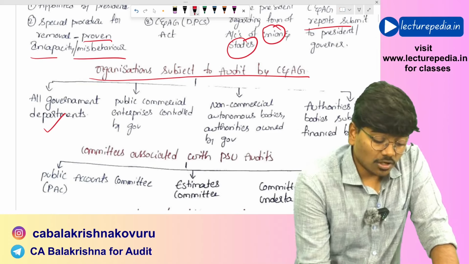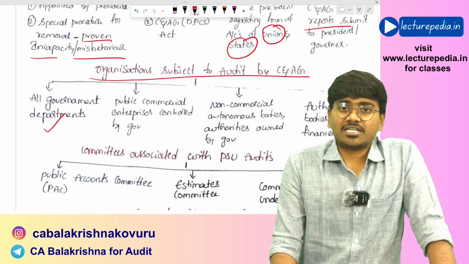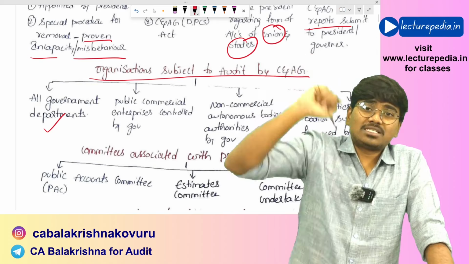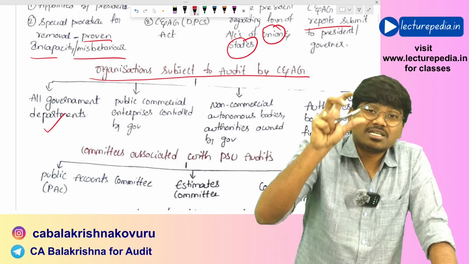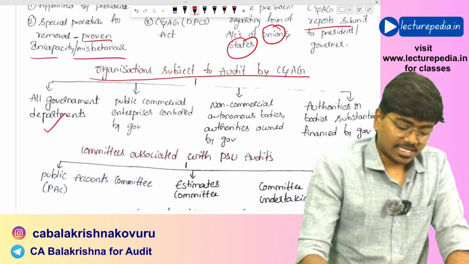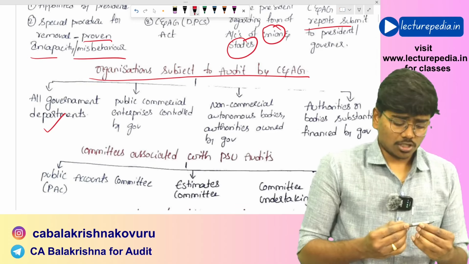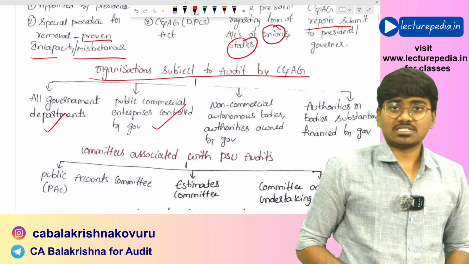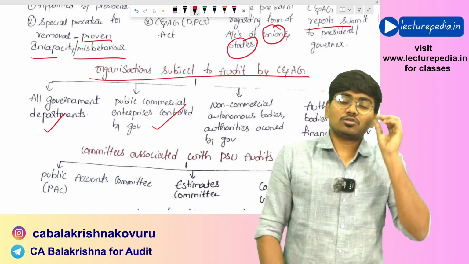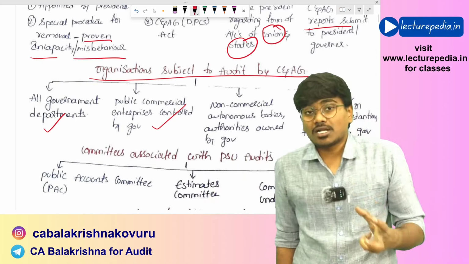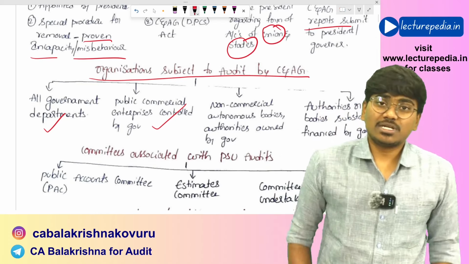And audit of public commercial enterprises. Now, what will be coming under public commercial enterprises? The categories of public sector undertakings we have discussed, na? Government companies, departmentally managed businesses, all those will be coming under public commercial enterprises. Commercial means they are working for profit. Railways is a profit oriented business. In the same way, postal is also a profit oriented business. Okay, and government companies are also profit oriented businesses. So all these are public commercial enterprises. The audit of public commercial enterprises will also be done by C&AG.